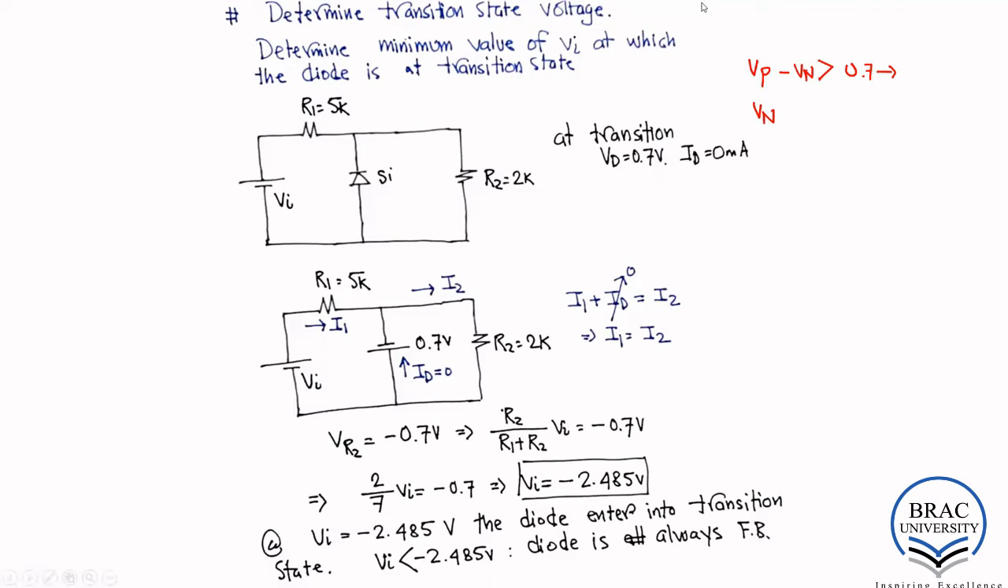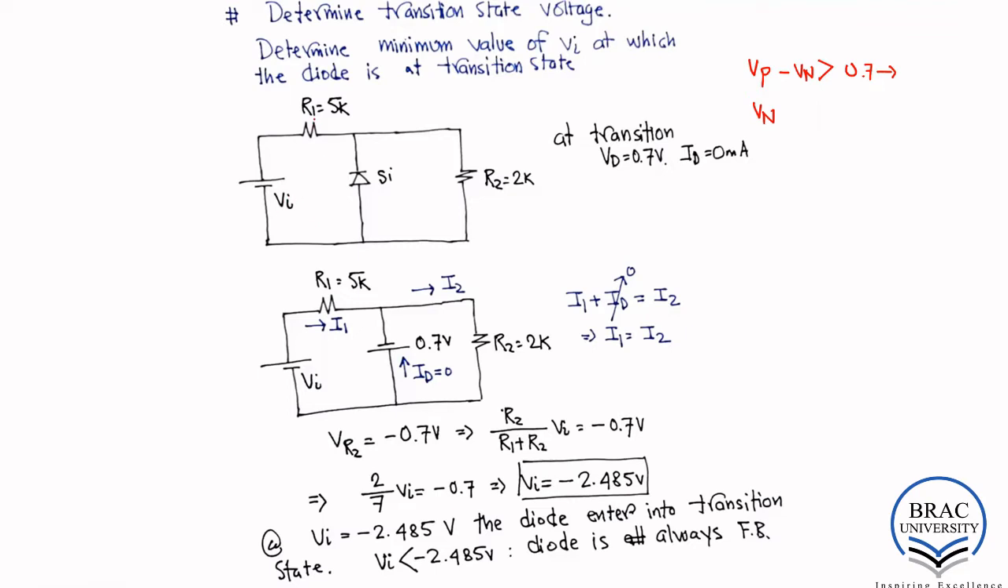So in this unit, we're going to find a way to determine the transition state voltage for any circuit. Or I can say we need to determine the minimum value of Vi at which the diode is at transition state. So in that case, our unknown value is Vi.